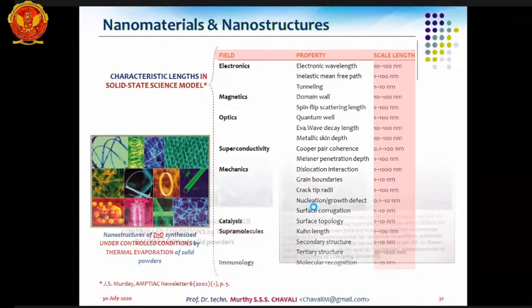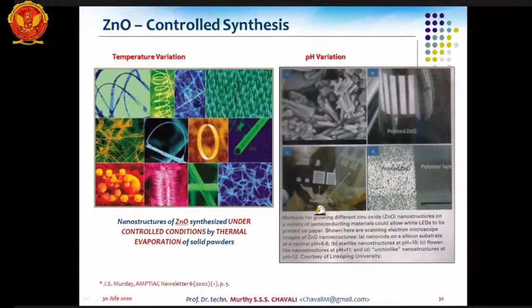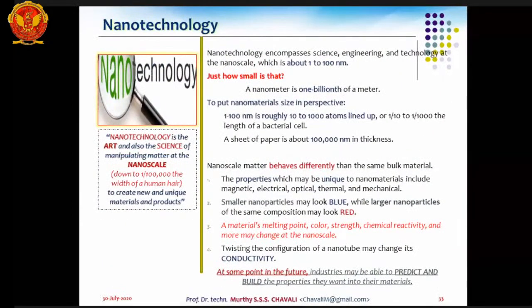Another beauty of this is that you can synthesize very easily. You have n number of parameters in the synthesis of these nanomaterials. Suppose you change the temperature as one of the parameters; you can get different types of nanostructures. You have almost 12 varieties of zinc oxide nanomaterials just by varying the temperature. In the same zinc oxide, by varying pH, you get 4 different types of nanostructures synthesized. So this is one of the beauties. By changing the parameter, you get these things.